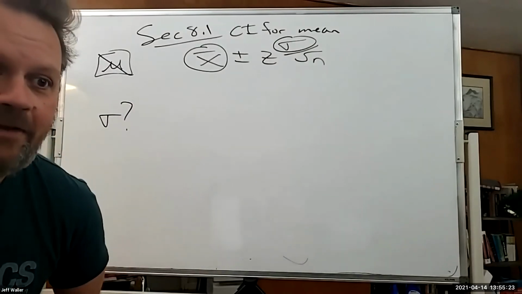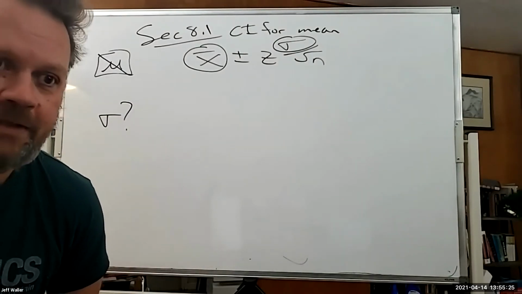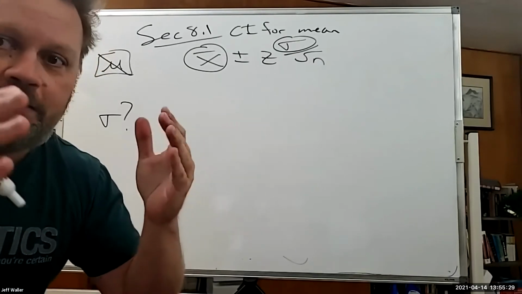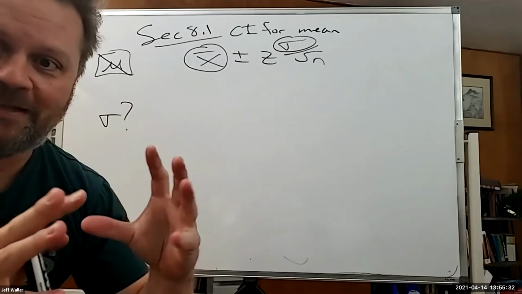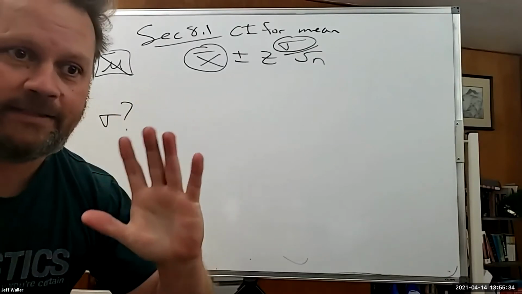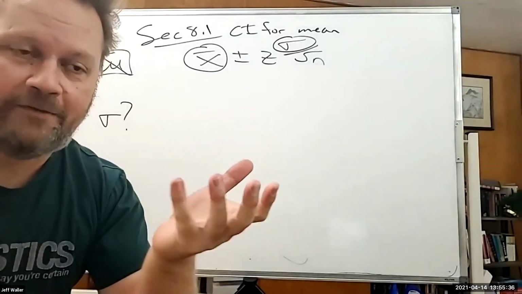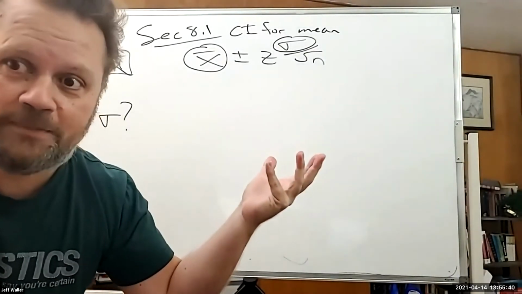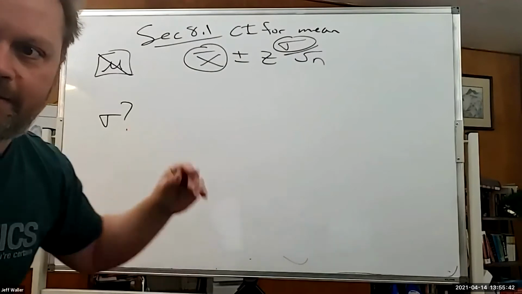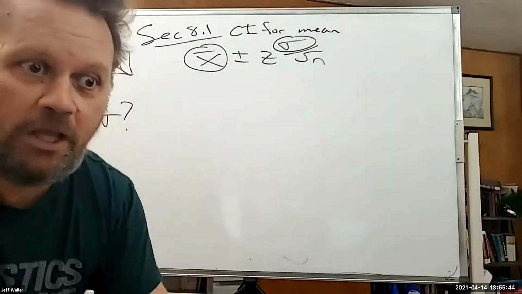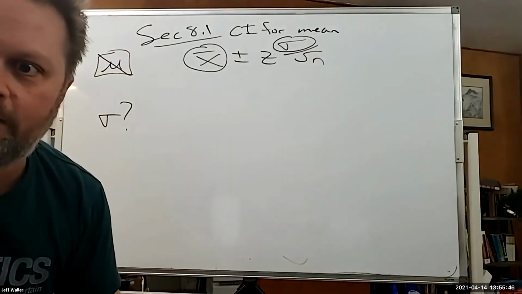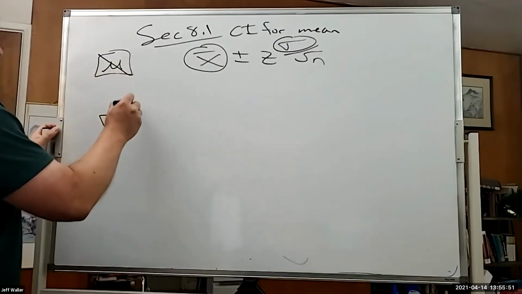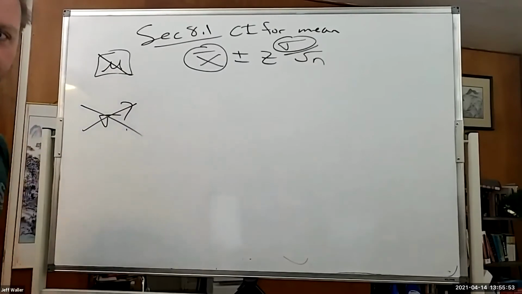I mean, if I found a new species of spider, right? So do we have any idea what the average weight of this new species of spider is? No, we just found it. So do we know anything about the standard deviation of the weights of this? No, we don't have a clue. So normally, not only do we not know mu, we also don't know sigma.